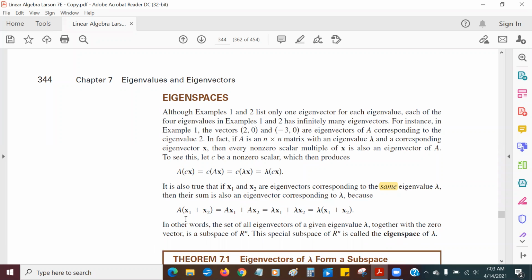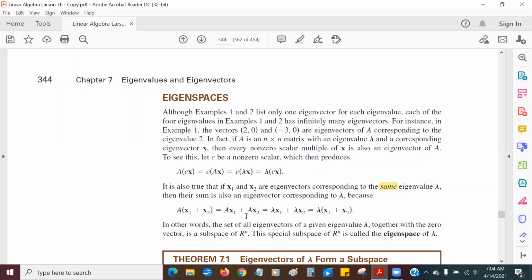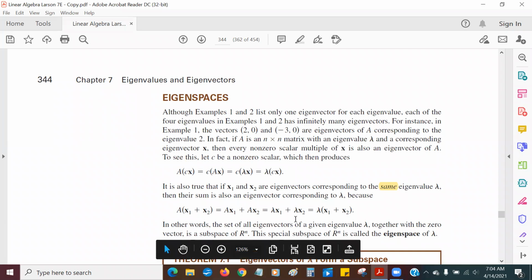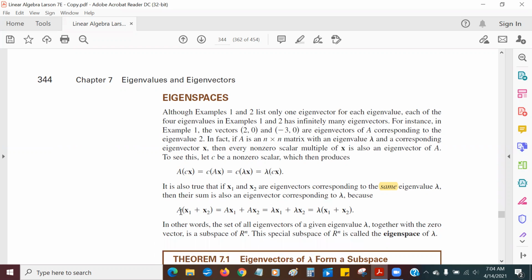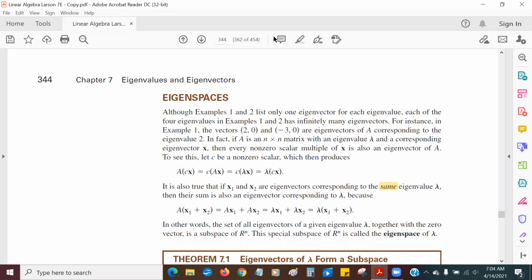So let's do it. First of all, we learned a long time ago that you can distribute matrix multiplication, and that gives you Ax1 plus Ax2. But Ax1 we know is lambda x1, because x1 alone is an eigenvector, and Ax2 is lambda x2. Now lambda is just a scalar, so I could factor out the lambda, and I get lambda times x1 plus x2. But wait a second, what just happened? I took x1 plus x2, a vector in its own right, multiplied by the matrix A, and I ended up getting lambda times that vector. So that, my friends, is remarkable.